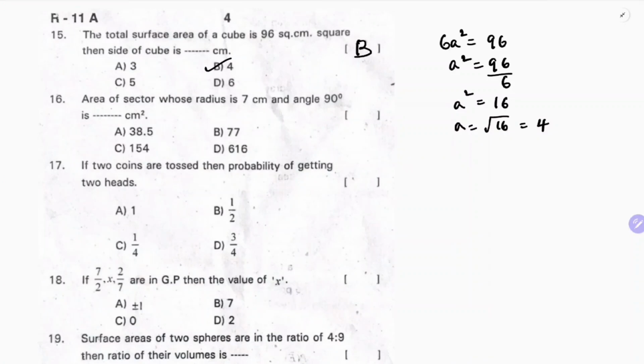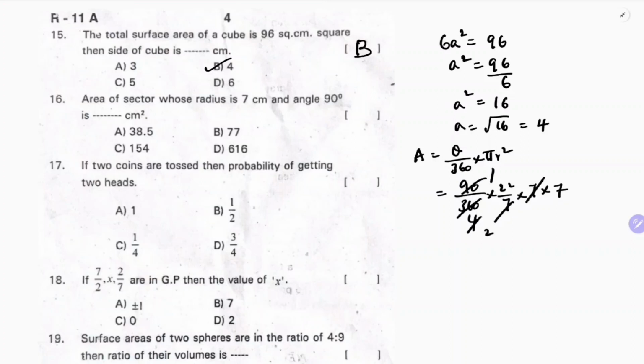Next one. Area of a sector with radius 7 and angle 90 degrees. The area of a sector is theta by 360 into pi r squared. So 90 by 360 into 22 by 7 into 7 into 7. 9 times 1, 0, 0 cancel, 9 times 4. 7 and 7 cancel. 2 times 2, 2 times 11. So we are getting 77 by 2, which is 38.5 centimeters square. So the correct option is A.